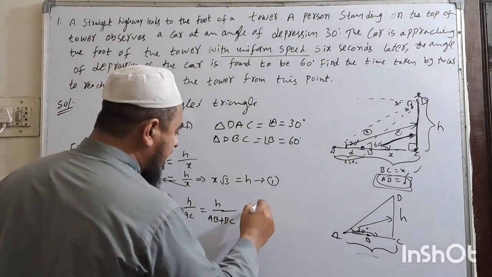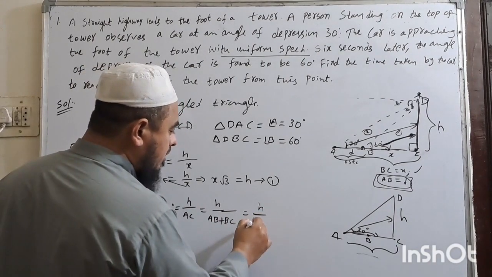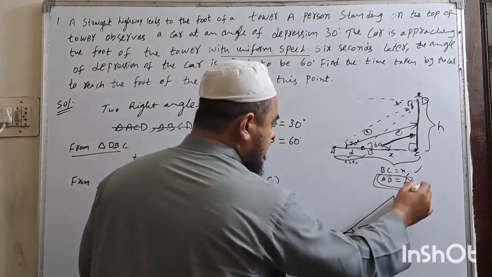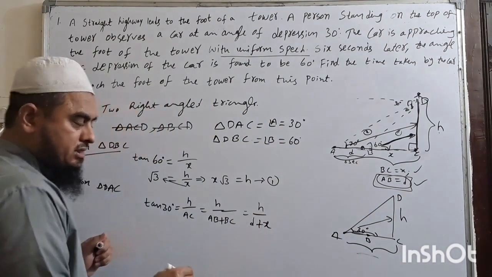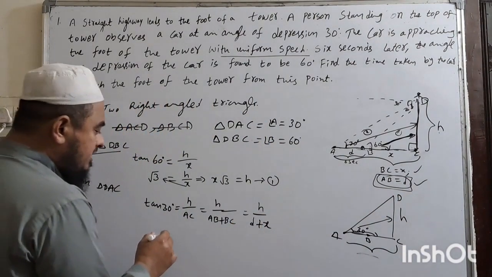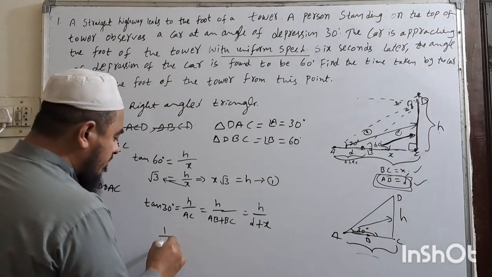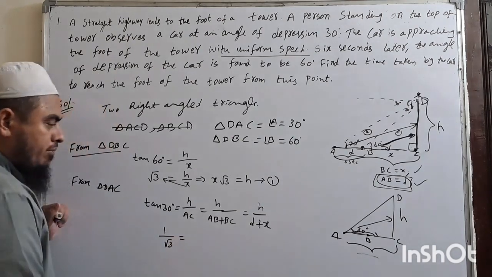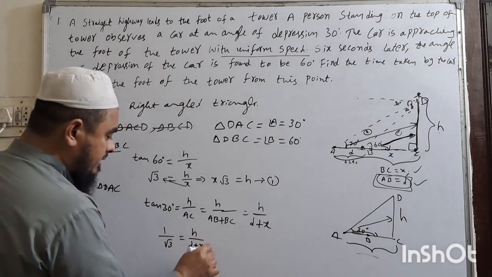So now H divided by AB. What is AB here? AB is D. And what is BC? It is equal to X. What is tan 30? Tan 30 is 1 by root 3. So 1 by root 3 is equal to H by D plus X.